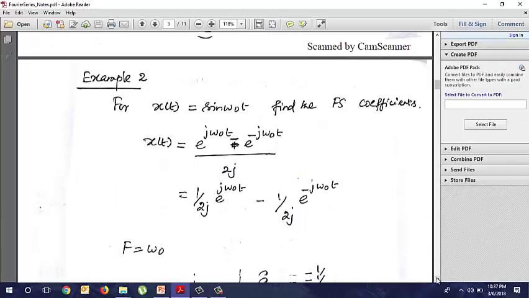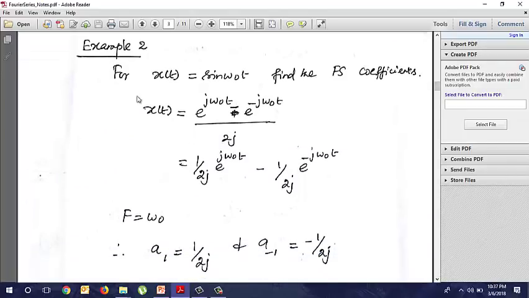Now example 2 is very simple. A single term, sin omega naught t. So there is only one frequency, no more frequencies. Now you find out the Fourier series coefficients. We are talking about the exponential Fourier series. So just write this in the form of complex exponentials. e power j omega naught t minus e power minus j omega naught t by 2j. This is the formula for sin omega naught t.